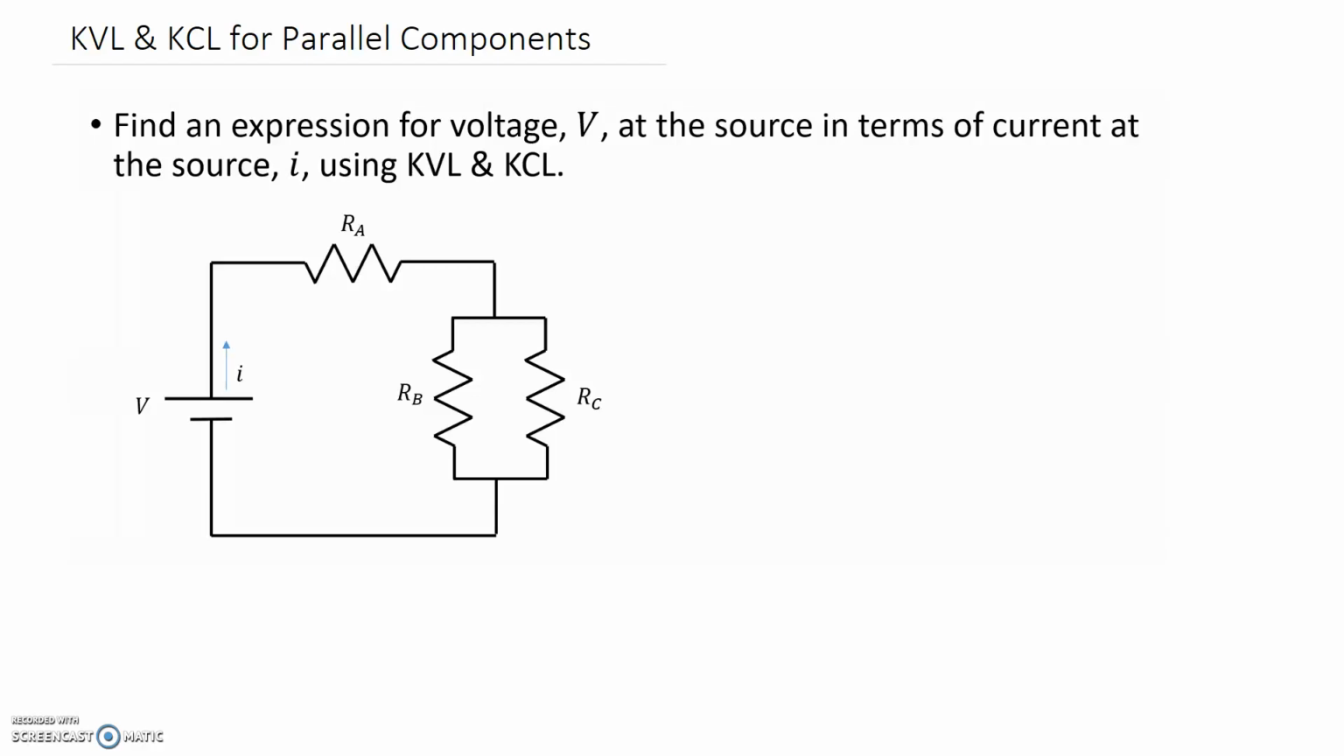So in this question, we're asked to find an expression for voltage V, which we can see here in the diagram, in terms of current at the source, I, which is also marked in the diagram here. And we're going to be using KVL and KCL. So that's Kirchhoff's voltage law and Kirchhoff's current law. So the final answer to this question is basically an equation, which is V equals some function of I.